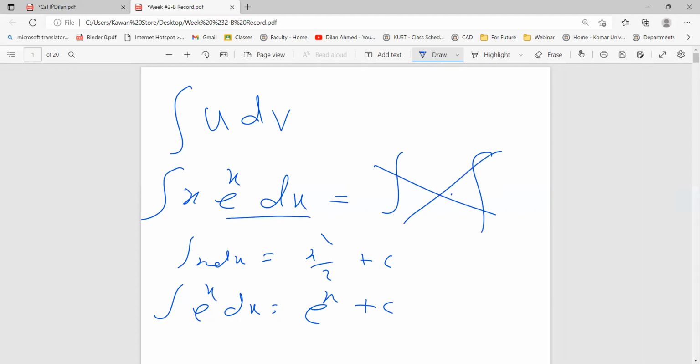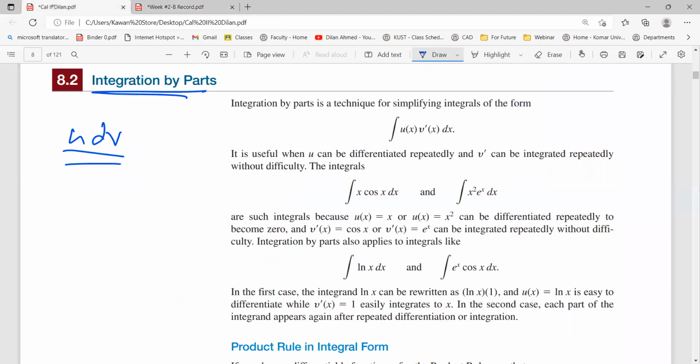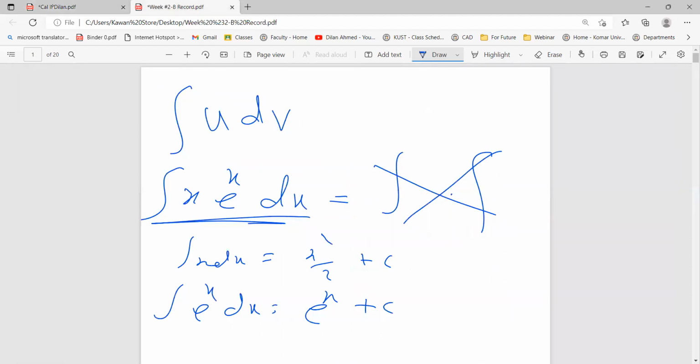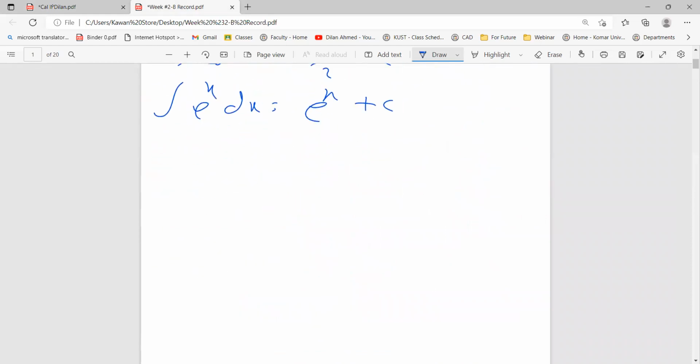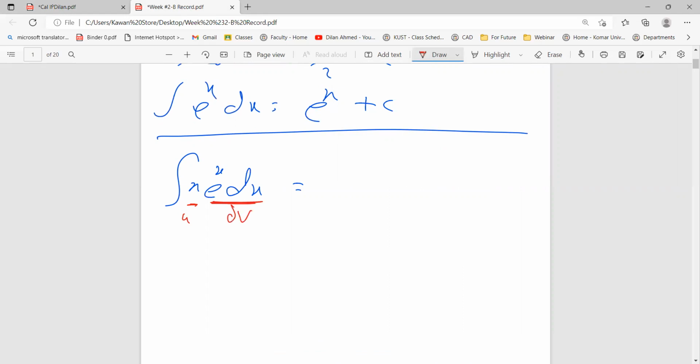So how do we solve an example like that? How do we deal with that one? We have a technique for that, which is called integration by parts, because we make it part by part. So we take this integral, x e to the power x dx. One of them is u, and one of them is dv. So we have two functions, f and g. One of them is called u, and the other is called dv or g.